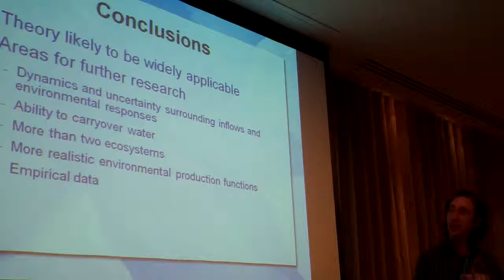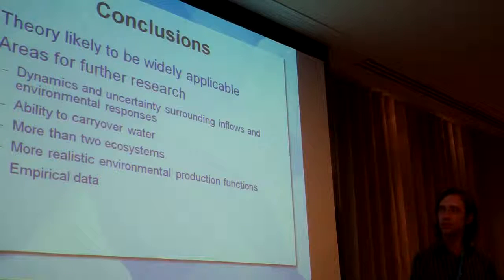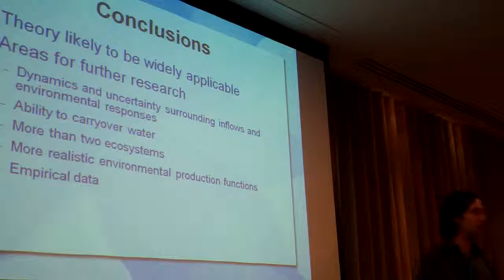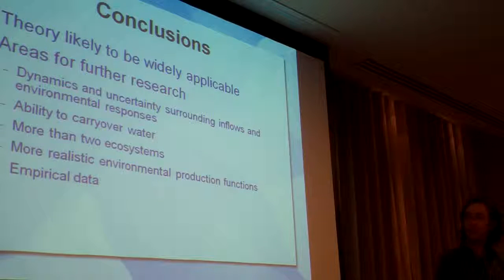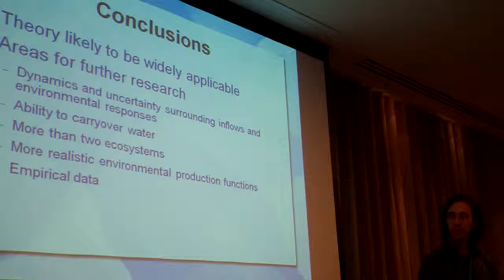I think looking at dynamics and uncertainty, and including the ability to carry over water, so you're introducing a marginal user cost into the problem, expanding it to look at more ecosystems, and developing more realism, so more realistic environmental production functions with thresholds and things like that. I've done a little bit of work in that area, and also using empirical data and building the model around these empirically estimated functional forms, and parameterizing it using empirical data.